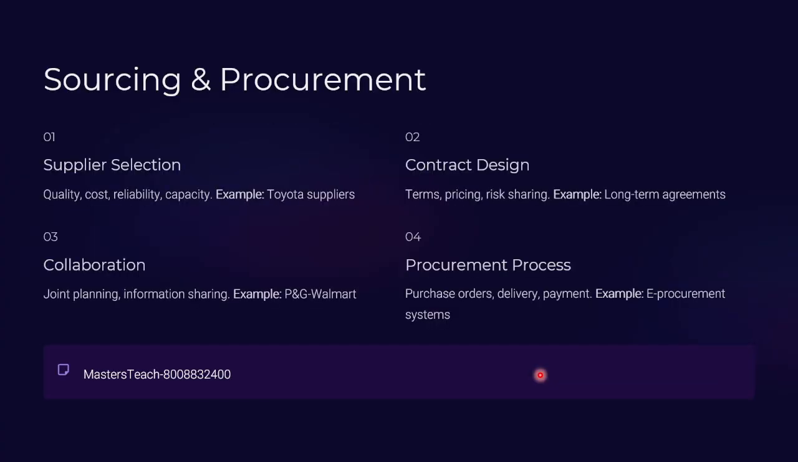Then sourcing and procurement. So in sourcing, there are four things. First, you have to select the suppliers which have good quality, cost, reliability, capacity. Example, Toyota suppliers. Then contract design, so they have the terms, pricing, risk sharing. Example, long term agreements. Then collaboration, it is a joint venture or joint planning, information sharing. For example, P&G and Walmart. Then procurement process, so purchase orders, delivery, payment. Example, e-procurement system. These are the sourcing and procurement.